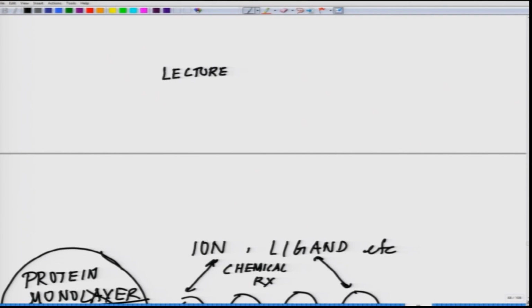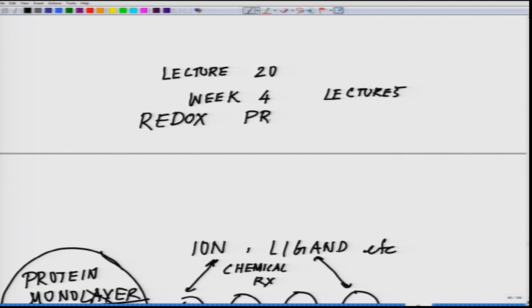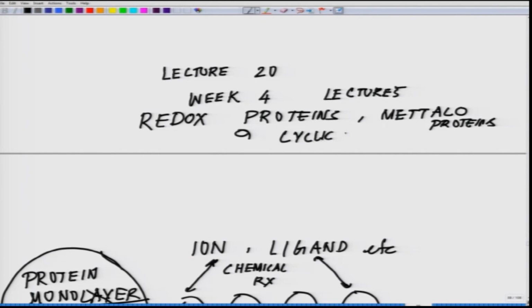This is our lecture 20, week 4, lecture 5. Okay. So, today we will talk about the redox proteins, metalloproteins and cyclic voltammetry.